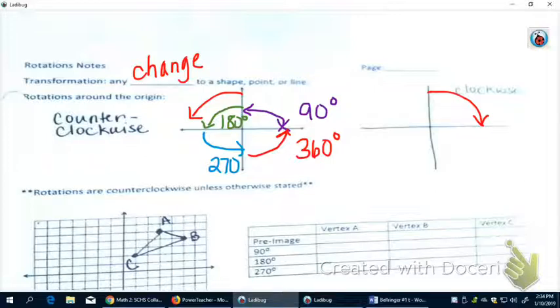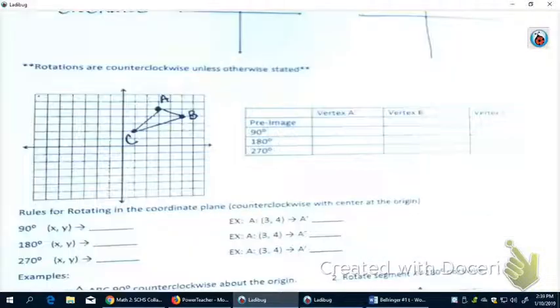All right. What we're going to do next is draw this figure, and then we're going to rotate it all the different ways, and we're going to write down the vertices, and then we're going to try to make some kind of connection between all of that. Okay. So after we draw it, we're going to turn this piece of paper or the board or whatever it is that you have. We're going to turn that, and then we're going to come up with what our new picture looks like.